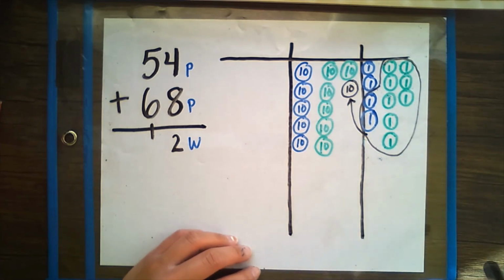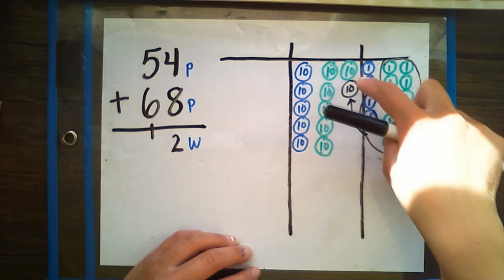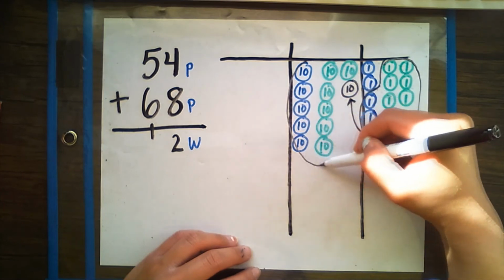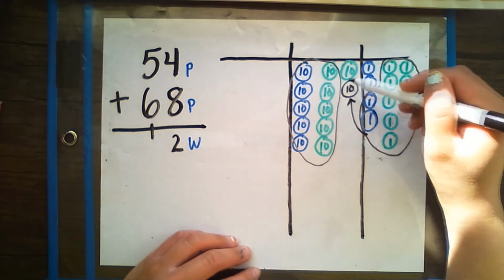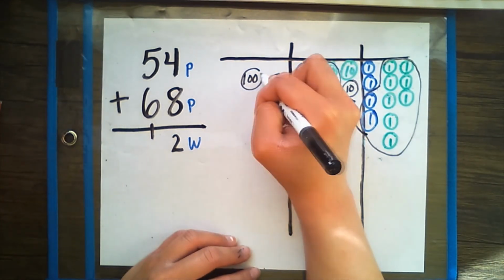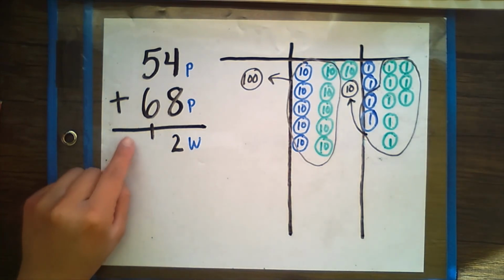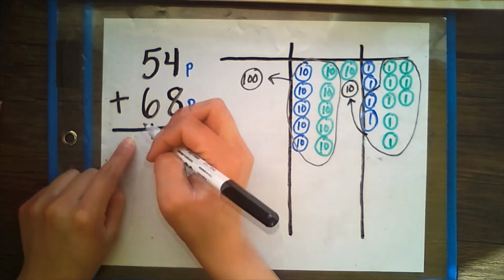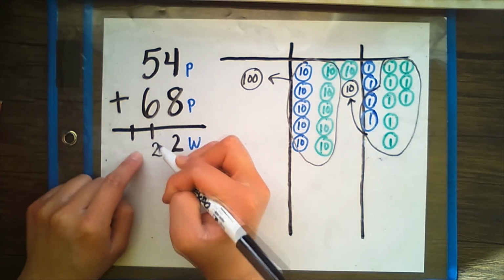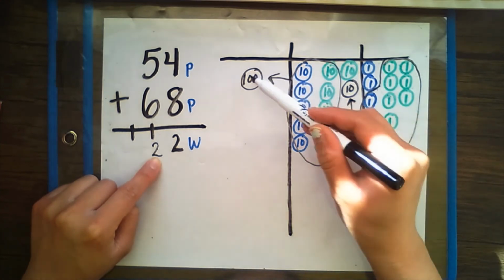We are going to rename the 12 tens on our place value chart. You'll notice we have 10 tens right there and then 11, 12. So 12 tens, we're going to rename as 100 and 2 tens. We're going to move this over because we have 100 now. We're going to write the new 100 on the line below the hundreds place. And we're also going to write a 2 in the tens place because we have 2 tens left and we made a new 100 in the hundreds column.